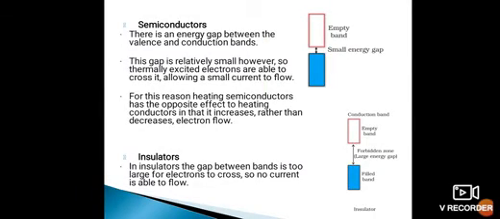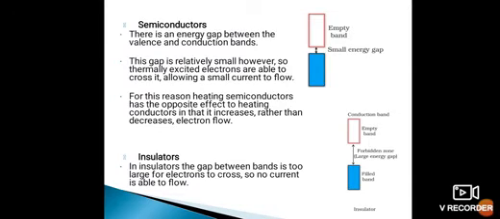Whereas in case of semiconductors, there is a small energy gap between valence band and conduction band. At normal temperature, the electrons can flow, but very few electrons can flow. That is why they have low conductivity compared to conductors. Whereas when the temperature is increasing, what will happen? Conductivity increases because more electrons can jump from valence band into conduction band. This is the case of semiconductors.